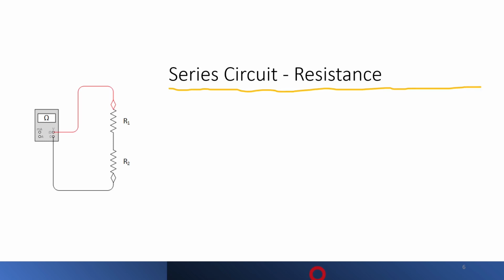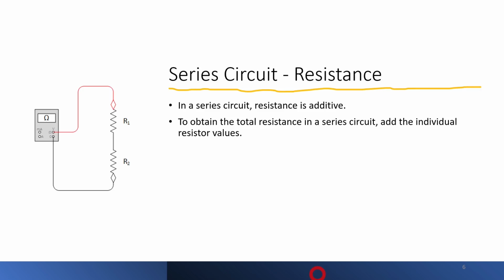So series circuits have many characteristics, and this is the first characteristic: how resistance is expressed in a series circuit. Series circuit resistance is additive. To attain the total resistance in the series circuit, all you have to do is add the individual resistors. Remember, R is our letter that represents resistance in math formulas. The subscript T means total, and the subscripts 1 and 2 just mean the first resistor and the second resistor. So you can see them here, R1 and R2.